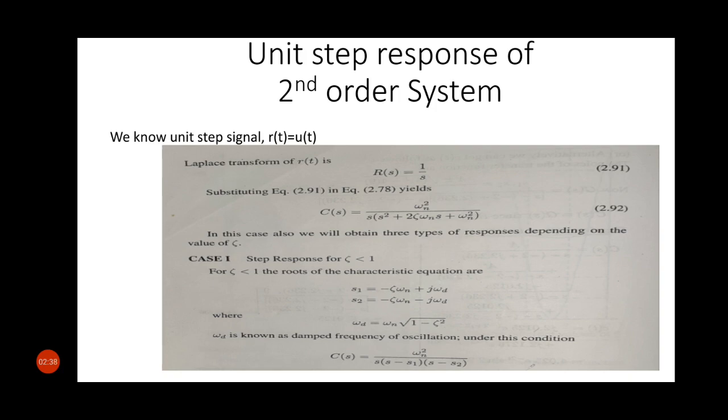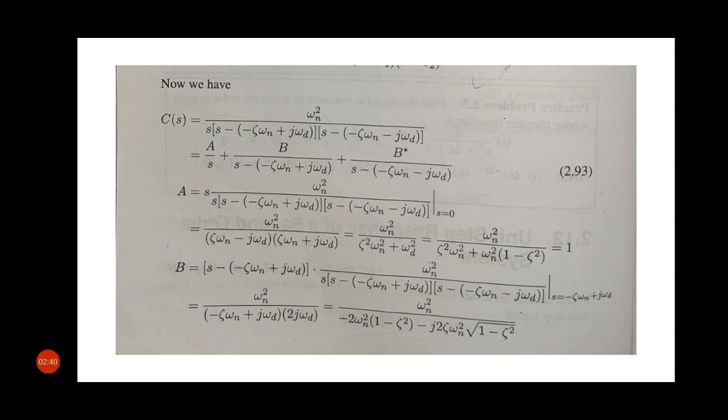Now here we put the value of S1 and S2. S1 is minus zeta omega n plus j omega d, and S2 is minus zeta omega n minus j omega d. Okay, now we do partial fractions. We will do partial fractions for obtaining the values of A, B and B star.